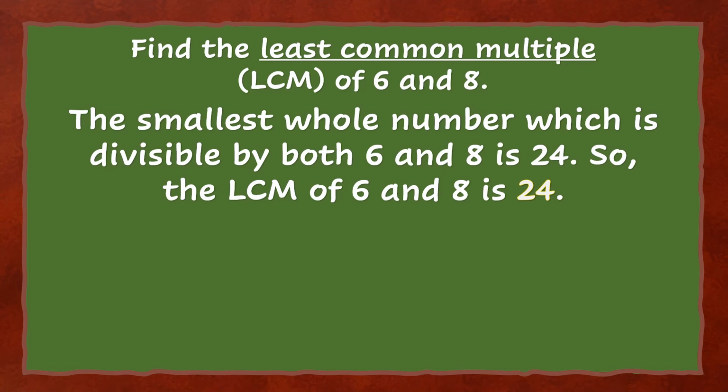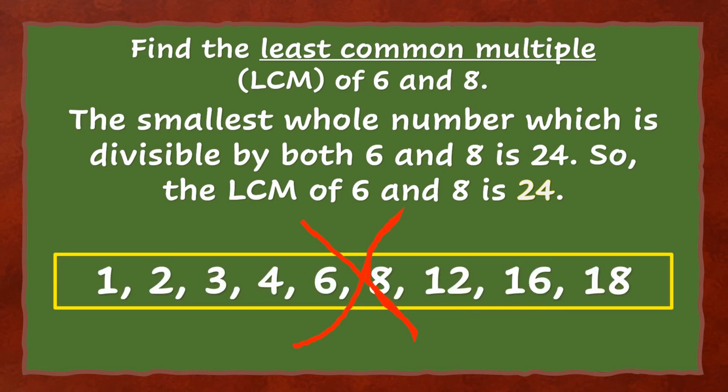Take note that when we say the number is divisible by the other number, when you divide them, there is no remainder. The LCM of two numbers 6 and 8 cannot be 1, 2, 3, and 4 because they are less than 6 and 8. And obviously, 1, 2, 3, and 4 are not divisible by 6 and 8.